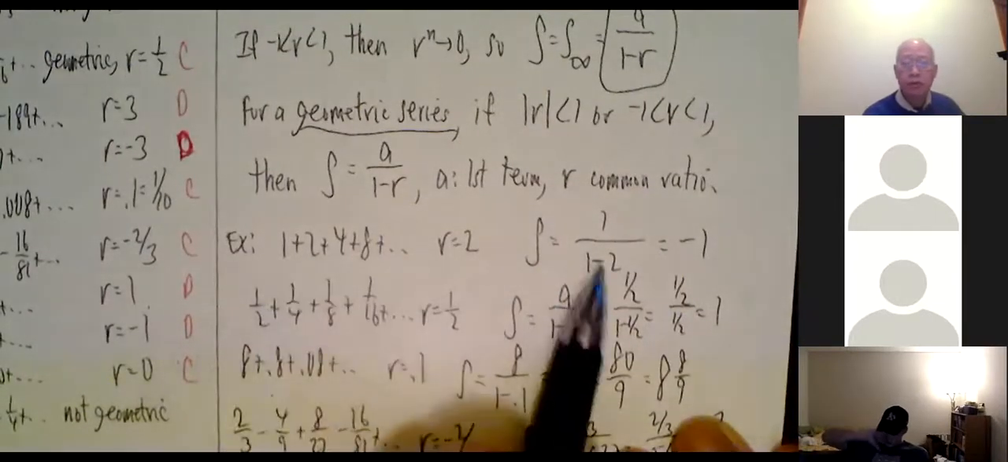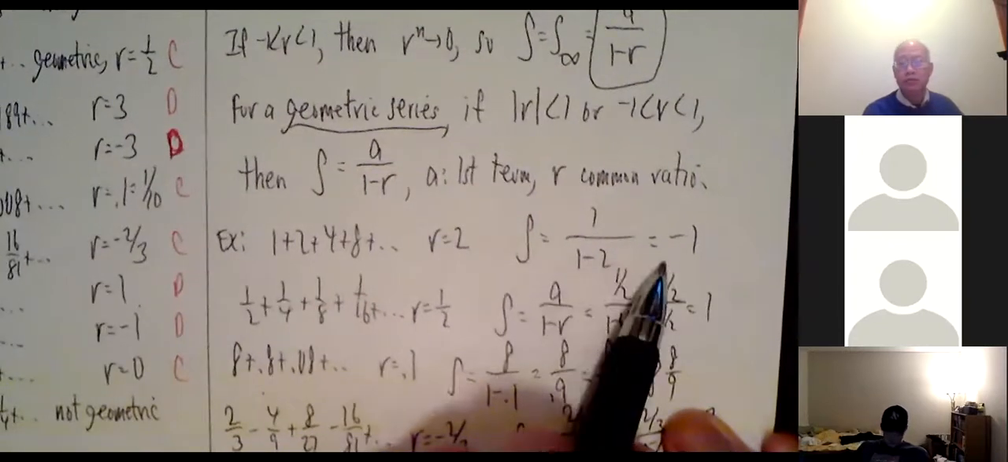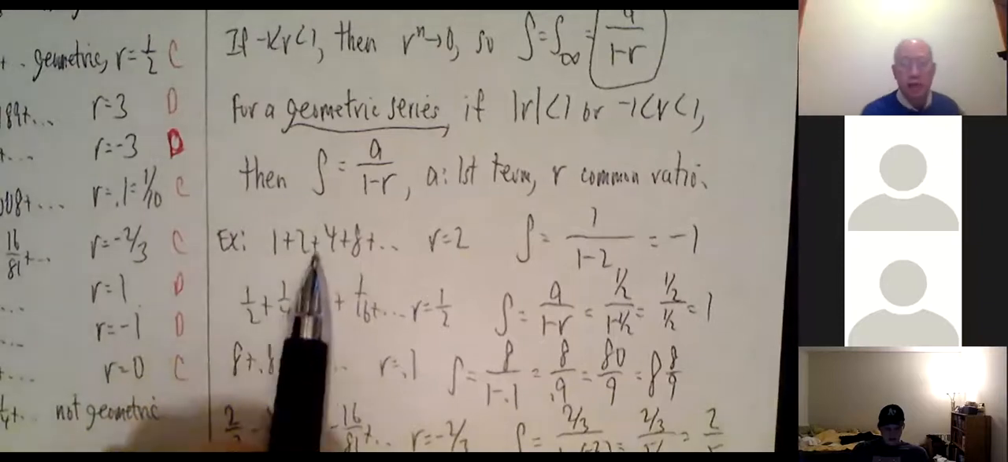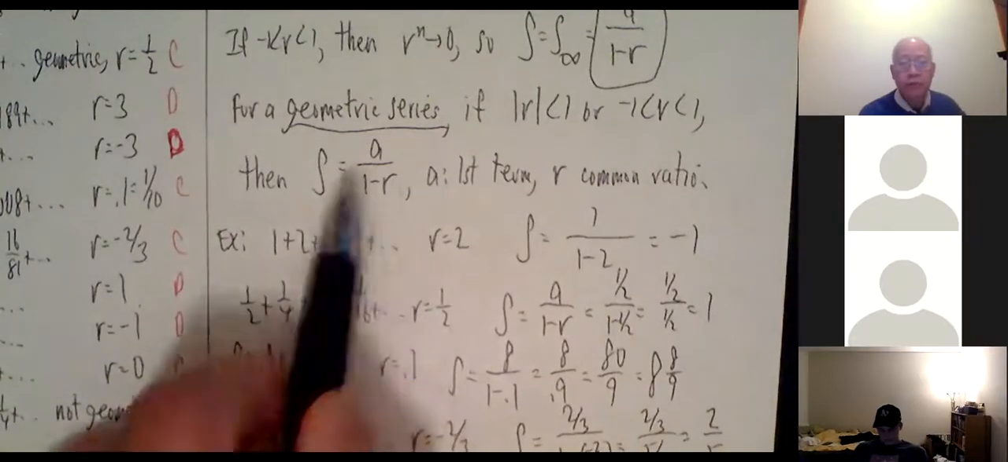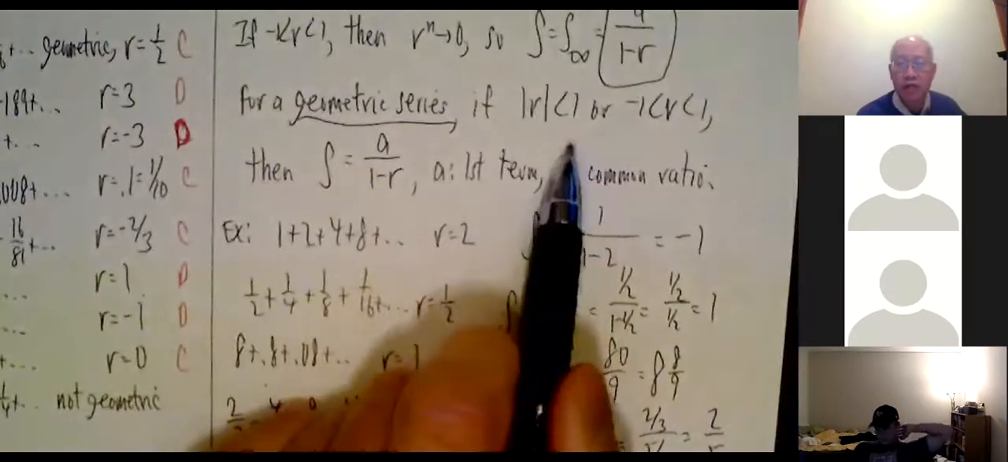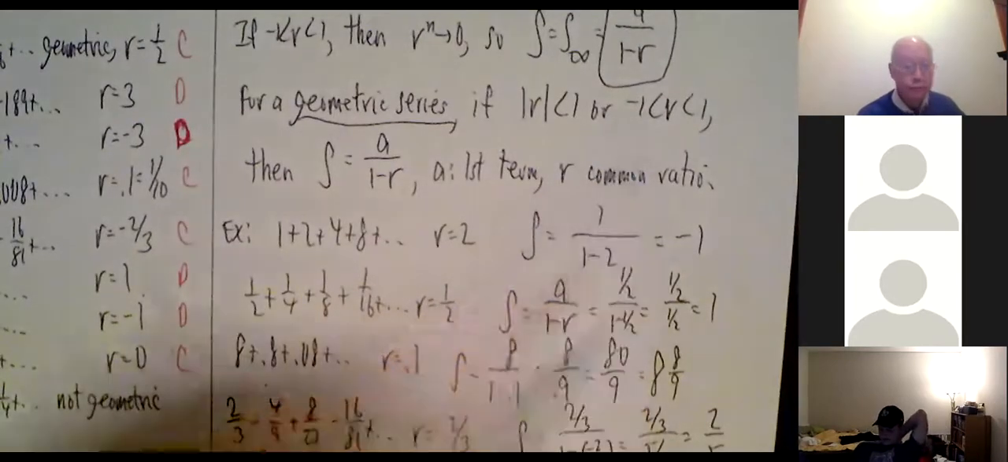The common ratio is 2. 1 divided by 1 minus 2 is -1. You say, oh, this infinite sum is -1. That's nonsense. You know it isn't. Okay, so what was faulty? The faulty thing was you plugged into the formula, which is only valid if R is between -1 and 1.